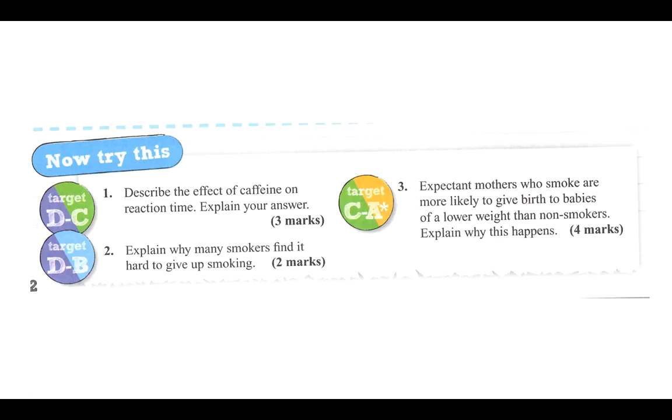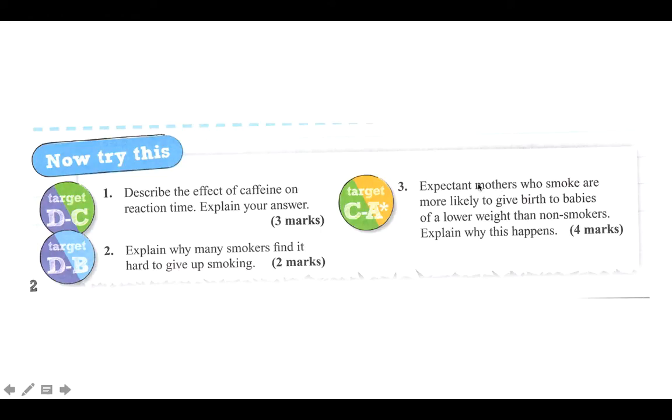Second mark for saying this diffuses into the blood and affects the amount of oxygen blood cells can carry. So there's carbon monoxide in cigarettes. This reduces the amount of oxygen red blood cells can carry. Third mark, therefore, there is less oxygen getting to the baby, the fetus.